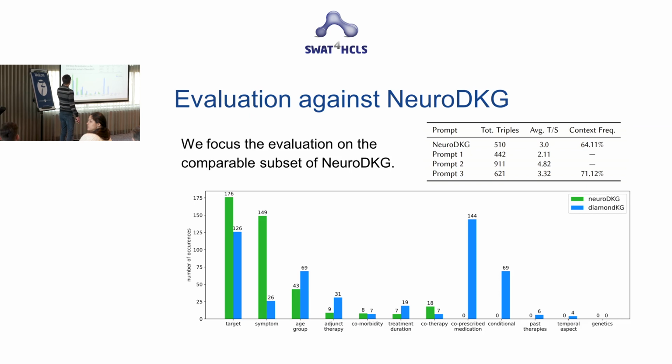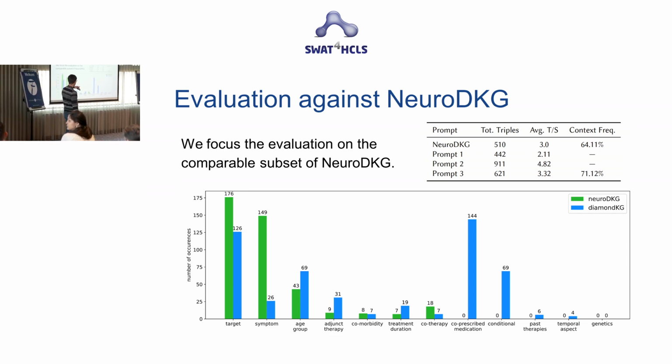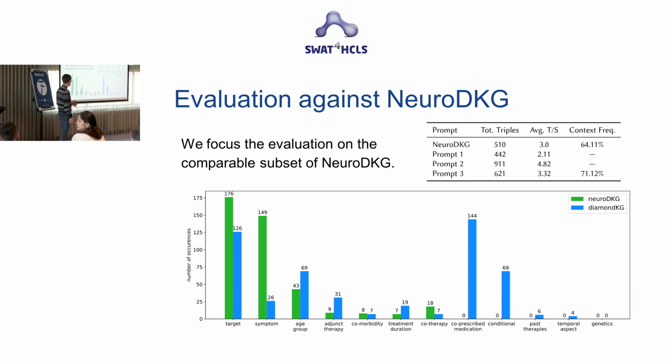Okay, so when we do that, you can see here the comparison against NeuroDKG. NeuroDKG was a much larger knowledge graph, but we focused on the ones for which we could do an extraction, and that ends up with 510 triples. We get a number of different triples for each of the prompts, 442 for prompt 1, 911 for prompt 2, and 620 for prompt 3.